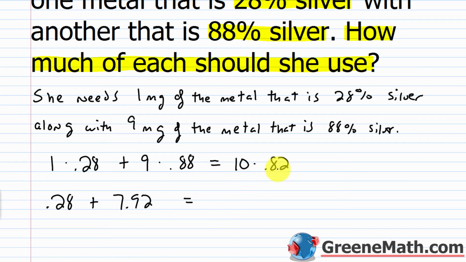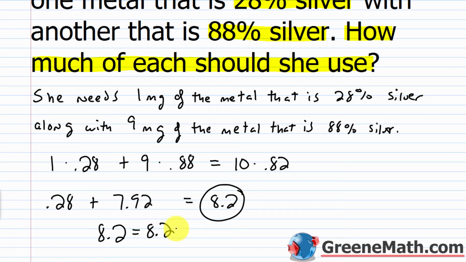And again, 10 times 0.82 would be 8.2. So this is what I'm looking for. I'm looking for 8.2 milligrams of silver in this 10 milligram alloy. So what is 0.28 plus 7.92? Well, that is 8.2, right? You get 8.2 equals 8.2. And so your answer here is correct.